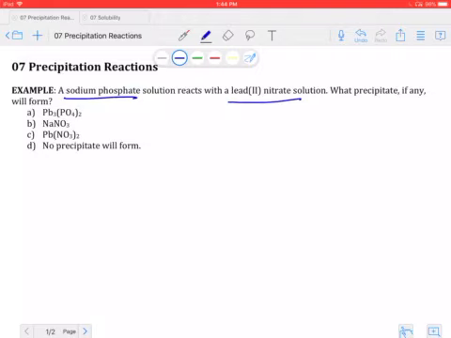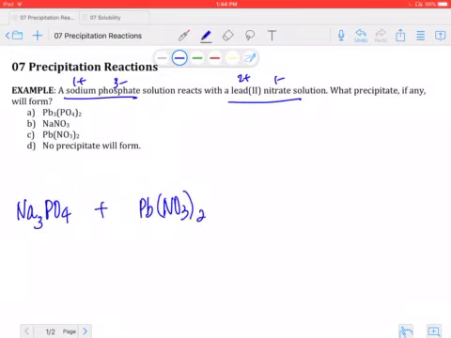Sodium has a 1 positive charge, phosphate is 3 negative. So I'm going to write that as Na, phosphate is PO4. If I flip those charges, the 3 goes with that sodium. Over here we have lead is 2 positive, nitrate is 1 negative. So we have our Pb. Nitrate is NO3, and then I need 2 of those. So these are my two reactants.